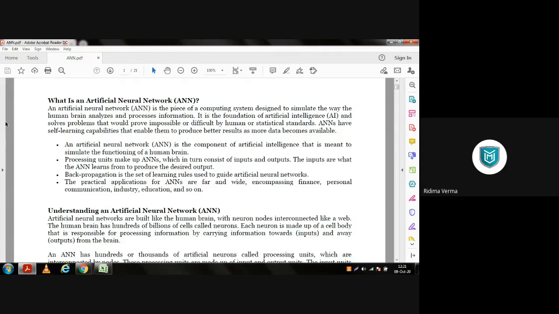All right, so the next point is processing units make up ANNs, which in turn consist of inputs and outputs. The inputs are what the ANN learns from to produce the desired output. Third point is backpropagation. Backpropagation is the set of learning rules used to guide artificial neural networks.